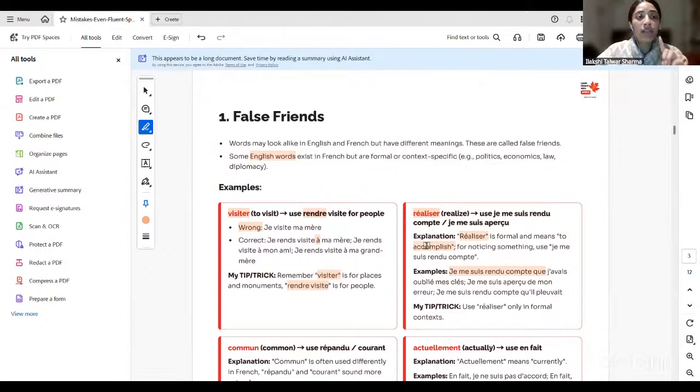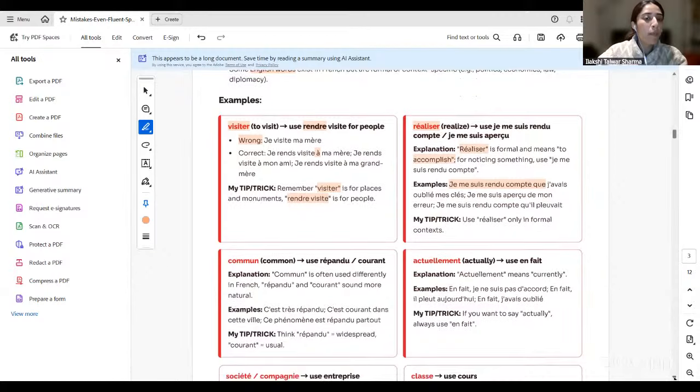A common error that I find students making in their speaking as well as writing at a much later stage as well. Let's see something like comma. We feel like comma, which is often used in French, of course. If you find something that's common, that's very generic, that's everywhere, you will use the term répandu ou courant. Ce phénomène est répandu partout. This phenomenon is common everywhere. So répandu is widespread, courant is usual. You will not use the term comma here.